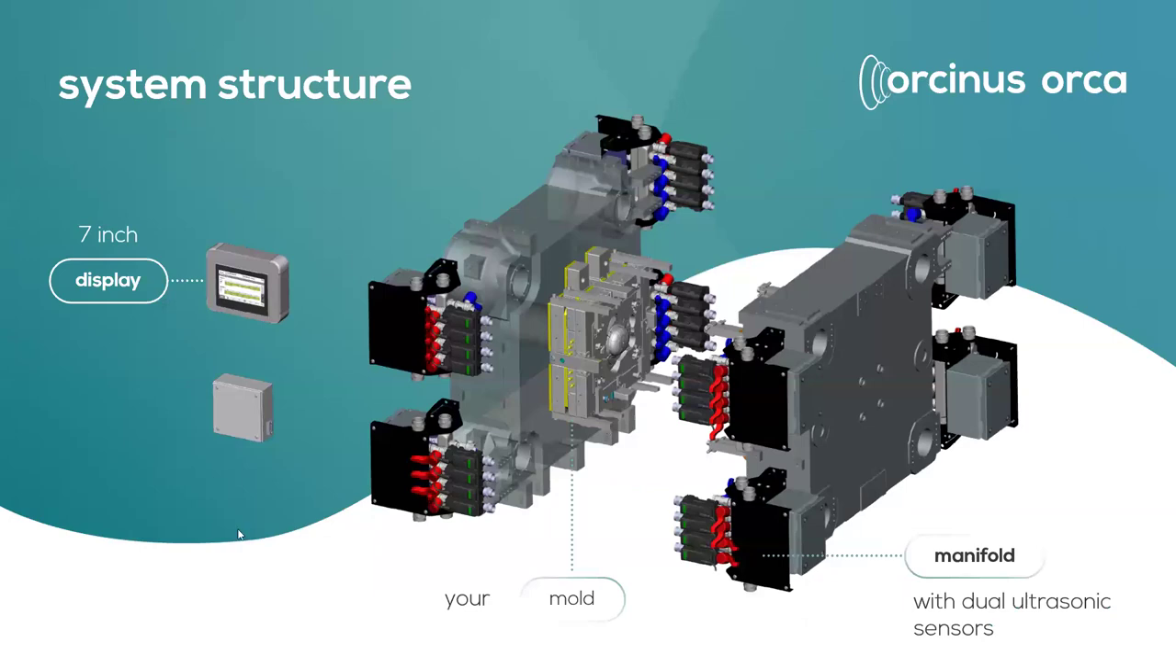This is how you can use our system. It's usable on both sides of the machine and both sides of the tool, so moving or injection side, like you can see here. And this is just a sample of 4 circuit manifolds. I will come to it later. We have different sizes.